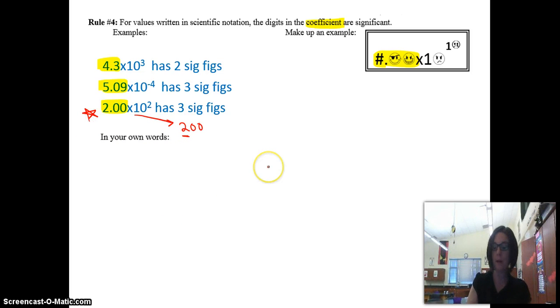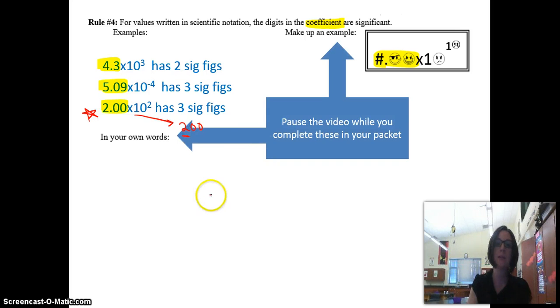So now you're going to make up your own example, and you're going to put this in your own words. And this time you don't have to pause the video, you can just stop it because we're not going to cover rule number 5.